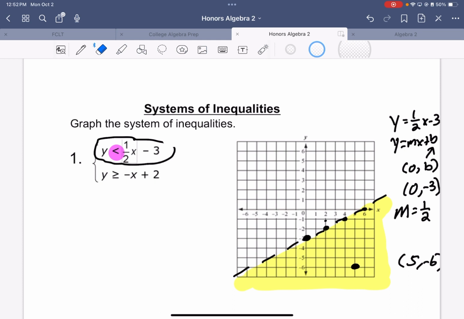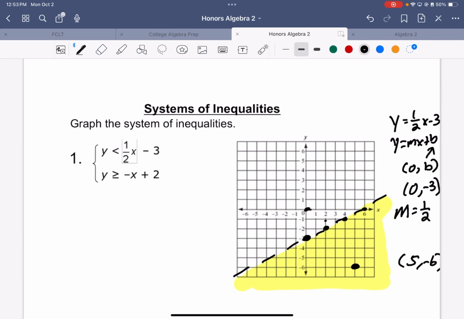So for example, the easiest one to pick is (0, 0). If I plug that in there, anything times 0 is 0. So you'd have 0 is less than -3, and that's a false statement. So because it's a false statement, I'm not going to shade there. And I didn't shade there. I shaded below in the true region. So we've got the first one done.